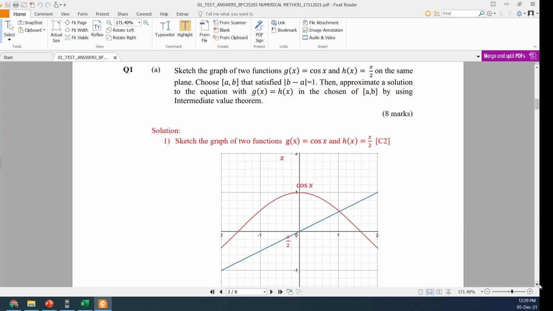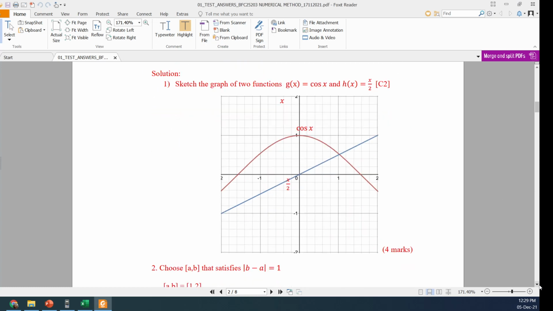X marks here. I think you're sketching the graph. Okay, this is a cos. Yeah.